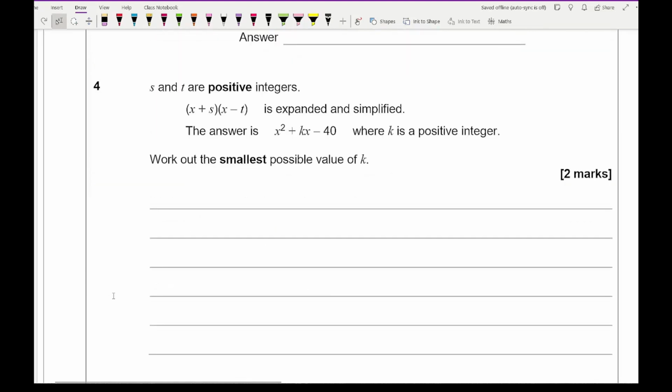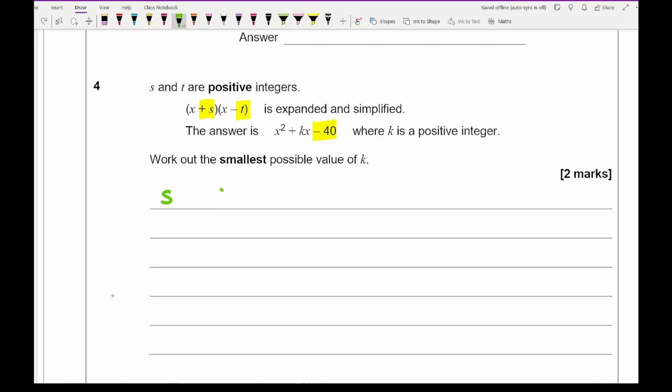Moving on to question 4, it says s and t are positive integers. x plus s multiplied by x minus t is expanded and simplified. The answer is x squared minus kx minus 40, where k is a positive integer. Work out the smallest possible value of k. Well, first things first, with quadratics, this constant is made up by multiplying these two letters together, or these two terms together.